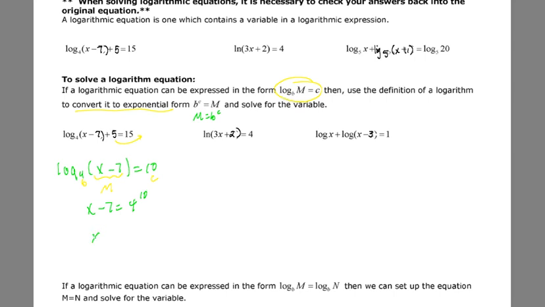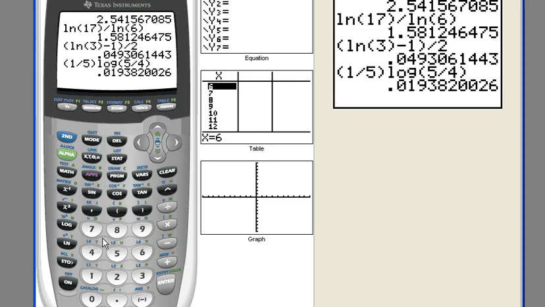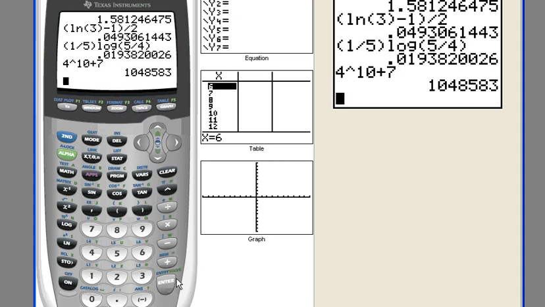Let's finish solving for x. X will be 4 to the 10th plus 7. And let's pull the calculator out and find out what 4 to the 10th plus 7 is going to be. 1,048,583.